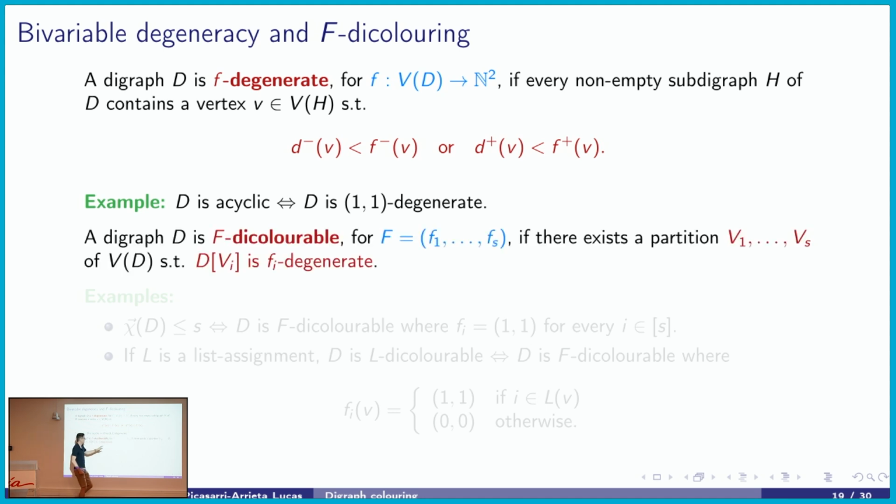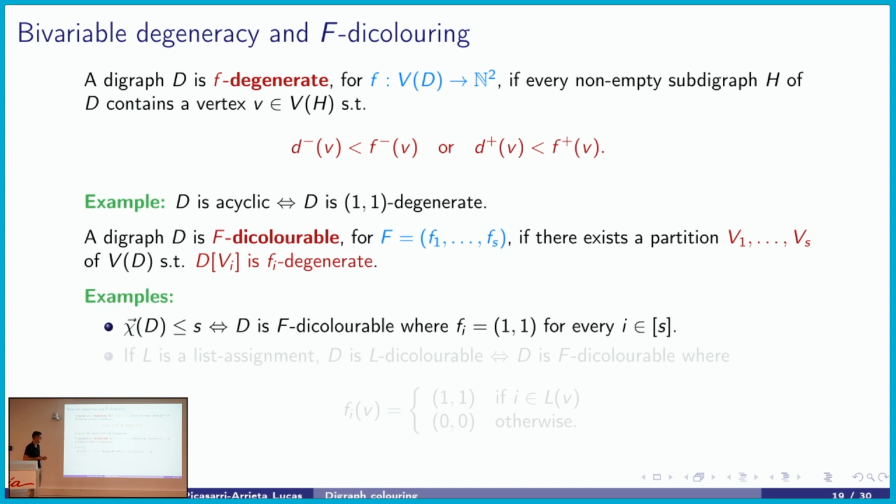Now, if we have a sequence of functions f1 to fs, we say that D is f-dicolorable if we can color the vertices with colors from 1 to s, such that the vertices colored i induce an fi-degenerate subdigraph. So let me give some examples. For instance, we can model dicoloring. We just say that the dichromatic number of a digraph is at most s if and only if it is f-dicolorable, where f is a sequence of s functions, and each of these functions is constant equal to (1,1).